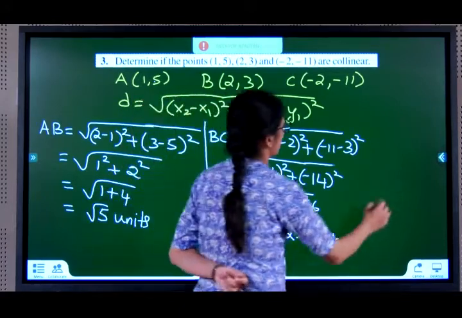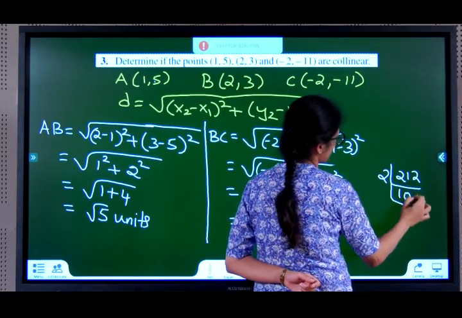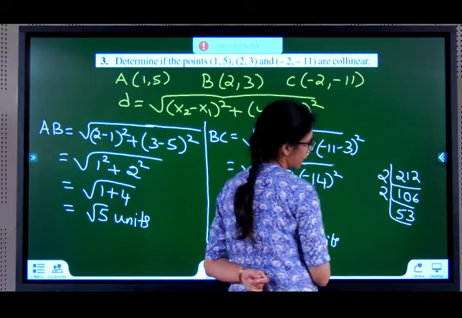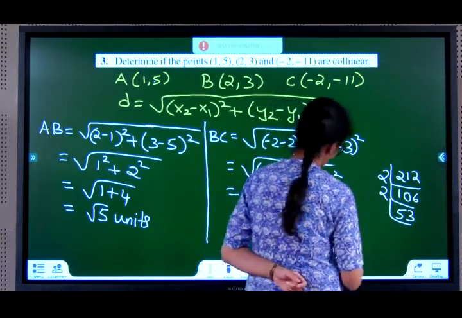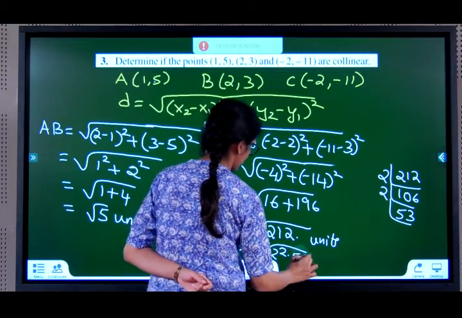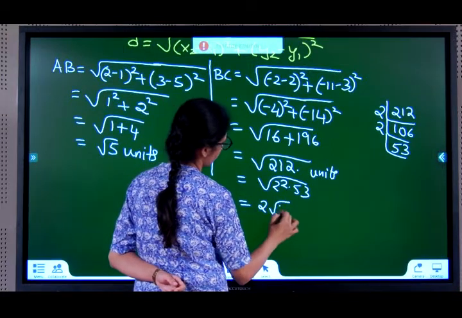Can we simplify this further? Yes, we can. So take 212: 2 1s are 2, 2 0s are 6, 2 53s are 106. 53 is a prime number. So it becomes root of 2 square into 53, which is 2 root 53 units.